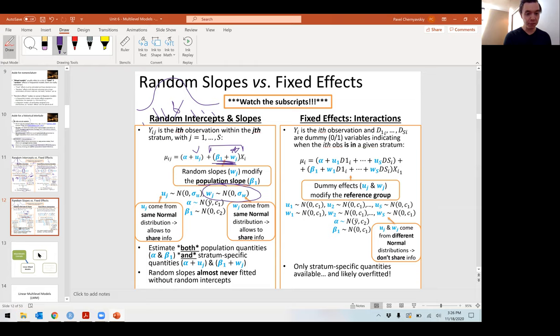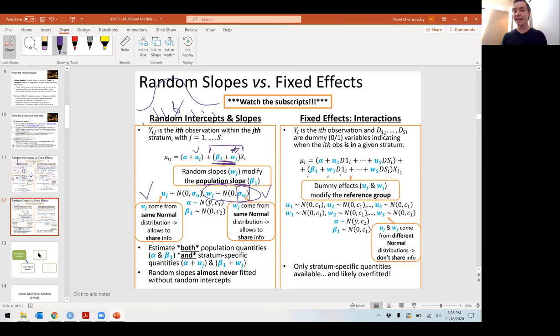Similar to before, because the U's come from the same distribution and the W's come from the same distribution, there is shared information between our intercepts now and our slopes. And as before, this sigma W will be estimated. How will we do it in a naive way? Well, we can specify an interaction term, right? A stratum by X interaction term to force the slope to be different inside every stratum.